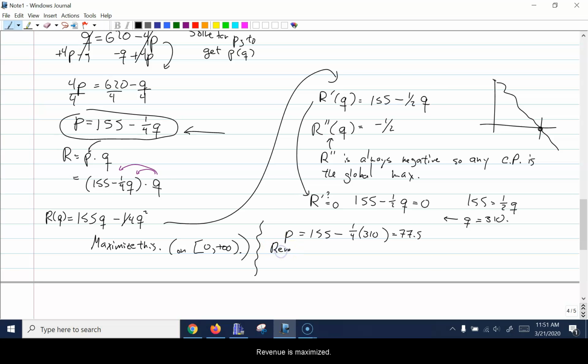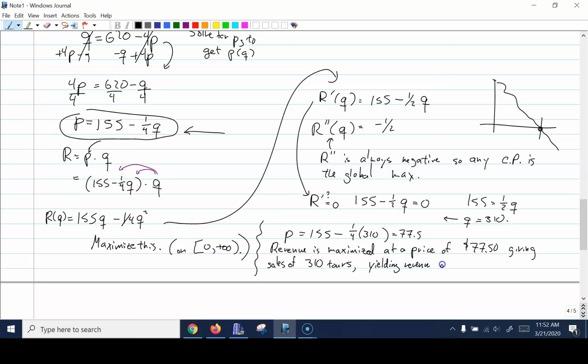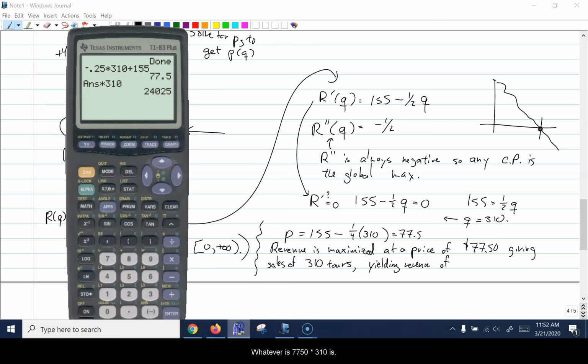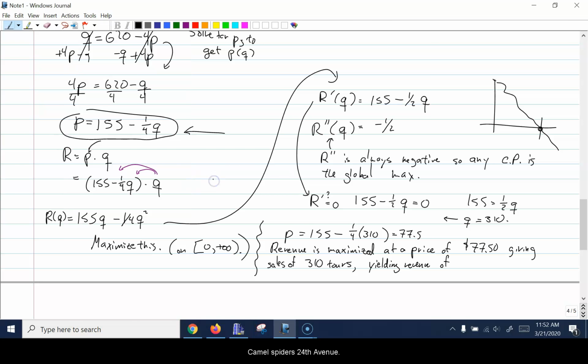So revenue is maximized at a price of $77.50, giving sales of 310. Tours, I guess, were the things we were selling, yielding revenue of whatever 77.50 times 310 is. Hey, I multiplied it, it's 24,025. There we go. That's our maximum revenue.